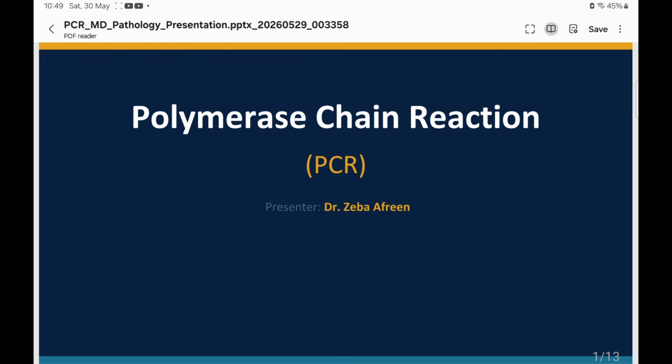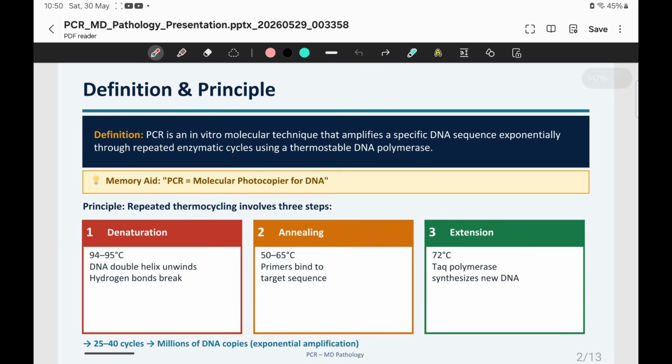Hello, today we are going to start a very important topic, that is polymerase chain reaction. Under this topic we will see the definition, principle, different steps and types of PCR along with its application in pathology and hematology, and the advantages and limitations of this procedure along with some important exam points. So let's get started with the topic.